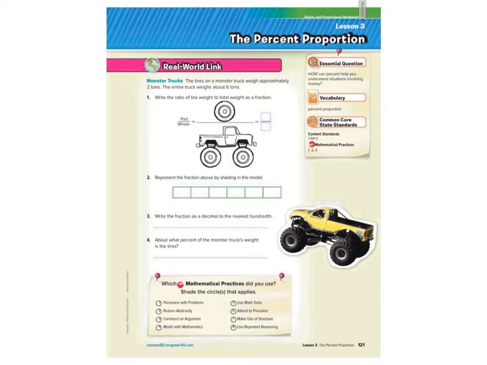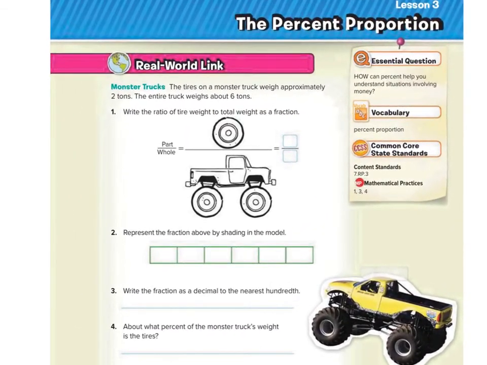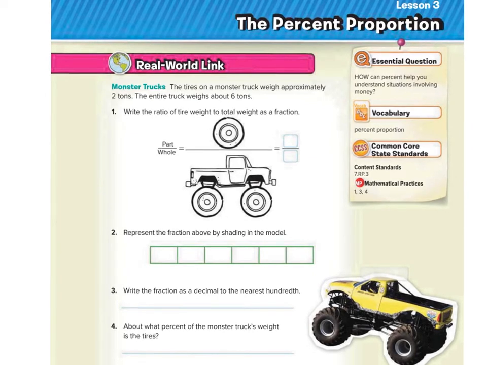So we're starting out here by talking about how to make comparisons. Again, we've been making comparisons since the first chapter when we were doing unit rate. Now we're taking a look at this little exercise here. Read about the monster trucks. The tires on a monster truck weigh approximately 2 tons. The entire truck weighs about 6 tons. Number 1, write a ratio of tire weight to total weight as a fraction.